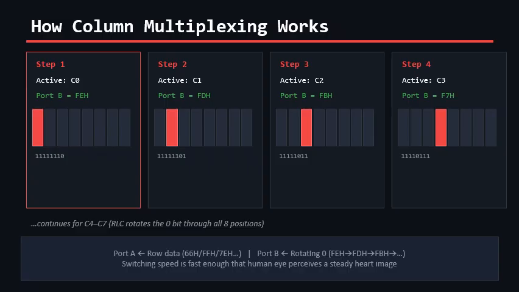Now let us see how column multiplexing works. Only one column is activated at a time. Step 1, C0 active; step 2, C1 active; step 3, C2 active; and step 4, C3 active. This continues for all 8 columns. The RLC instruction rotates the 0 bit, shifting the active column. Since this switching happens very fast, the human eye perceives it as a continuous and stable image. This phenomenon is nothing but persistence of vision.